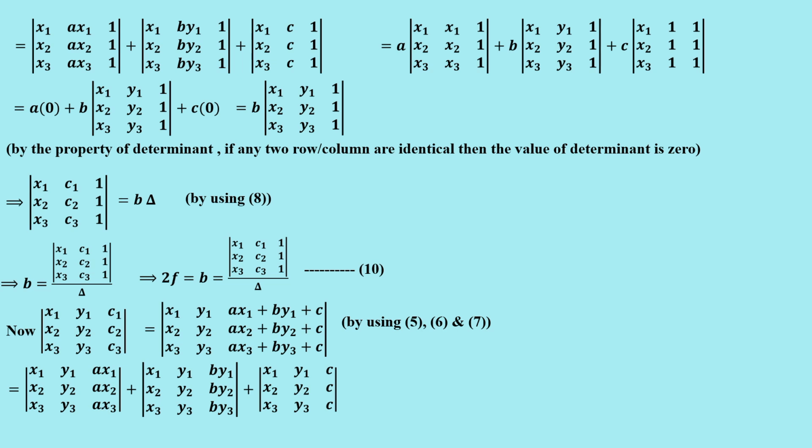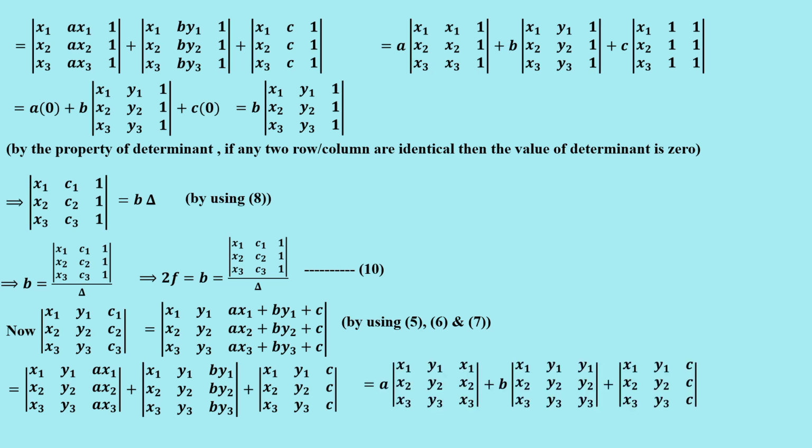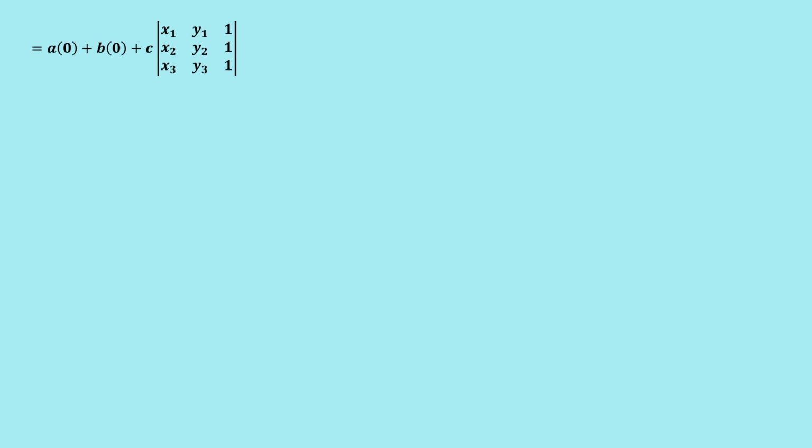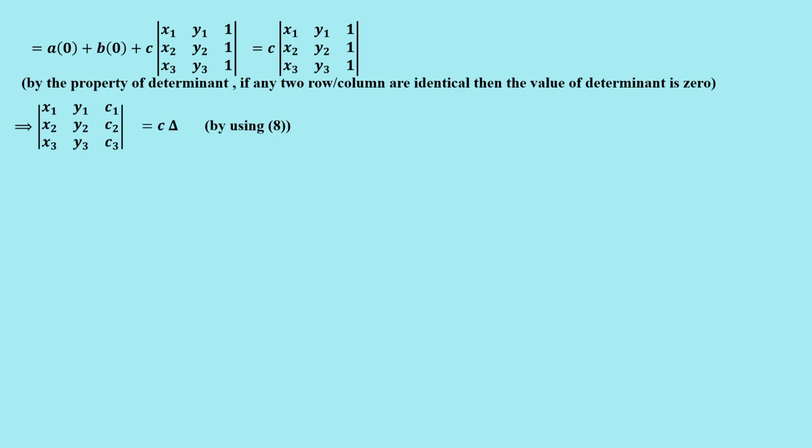In the second one, b is common in the third column. So take it outside, b into x1, x2, x3, y1, y2, y3, y1, y2, y3. Again, here two columns are identical, second and third. Last one, x1, x2, x3, y1, y2, y3, c is common, take it outside, c into x1, x2, x3, y1, y2, y3, 1, 1, 1, right? So we will get c delta, right? We are using equation 8. Therefore the determinant x1, x2, x3, y1, y2, y3, c1, c2, c3 is equal to c delta.